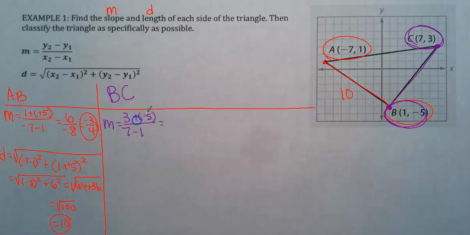So 3 minus negative, that's the same thing as plus a positive. 3 plus 5 is 8. 7 minus 1 is 6. So this is equivalent to 4/3. The slope there is 4/3.